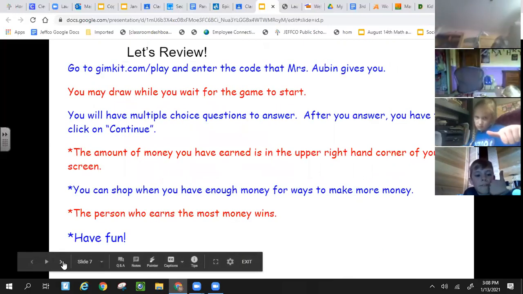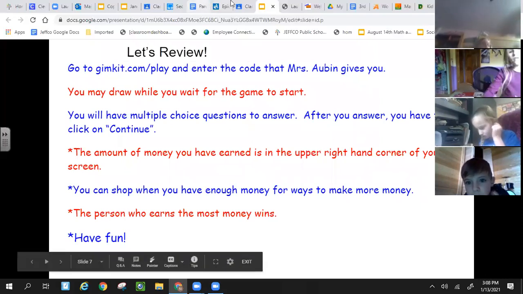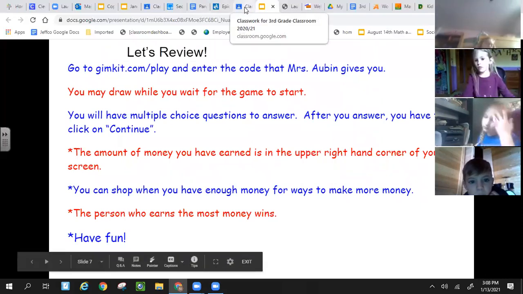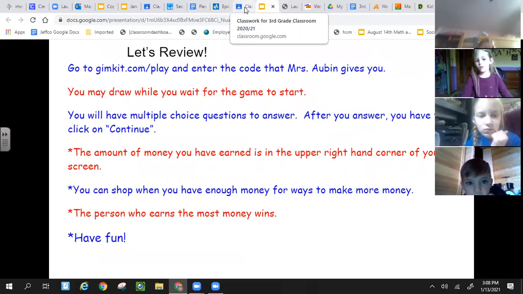So we are going to go to gimkit.com/play, and you're going to enter the code that I give you. Now, I want to make sure you realize where the link is. The link. Robin, can I quickly say, some of the kids are asking me if they can not play, and no, it's part of your assignment. It's part of the work here that we're doing. You need to play. Thank you, Mrs.